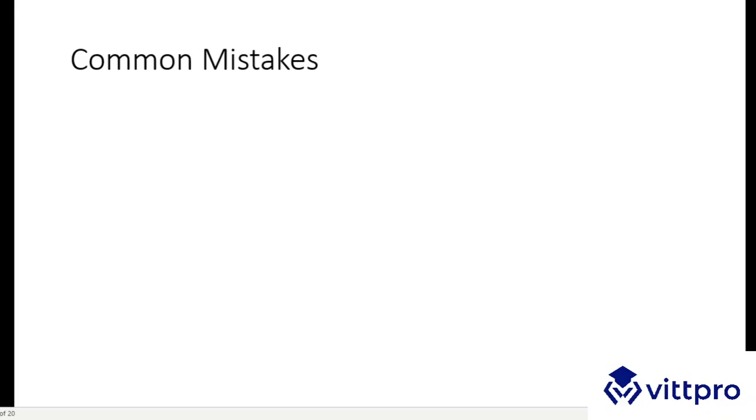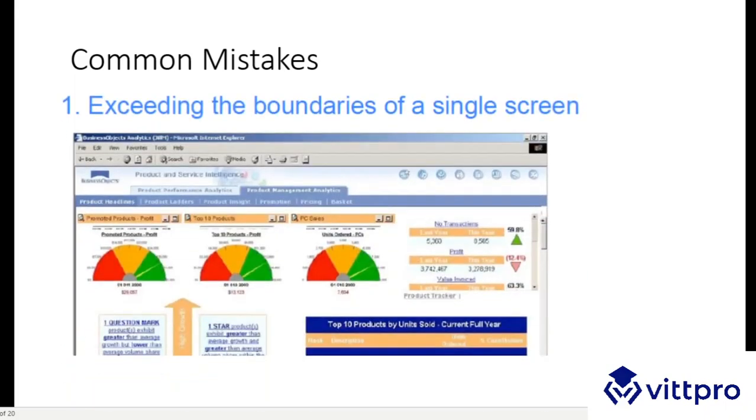So the common mistakes, as I was saying, there are some common mistakes that people make when designing the dashboard, and those common mistakes include showing too many boundaries in a single screen. You can see on the screen that this particular dashboard is exceeding one screen length. So there is a scroll. So it's not a good dashboard.